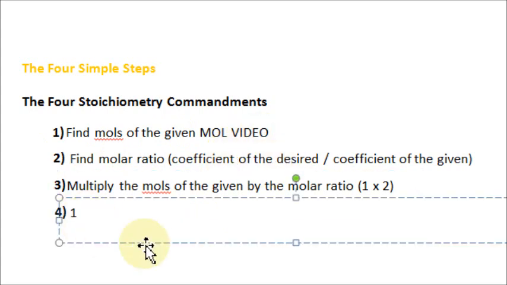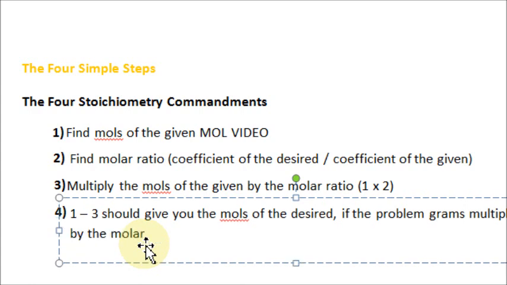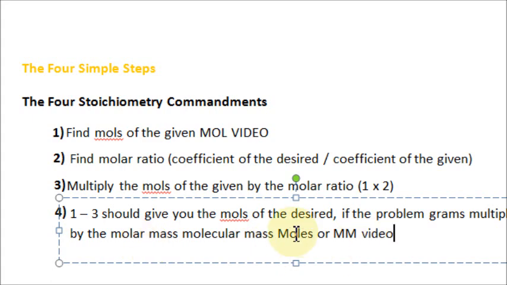And the final step is, if you did them right, steps 1 to 3 should give you the moles of the desired. If the problem wants grams, just multiply by the molar mass, or molecular mass, same thing, of the desired. And if you don't know how to do that, you gotta click on the moles video once again, or the molecular mass video, depending on which one you don't know. If you don't know both, click on them both.